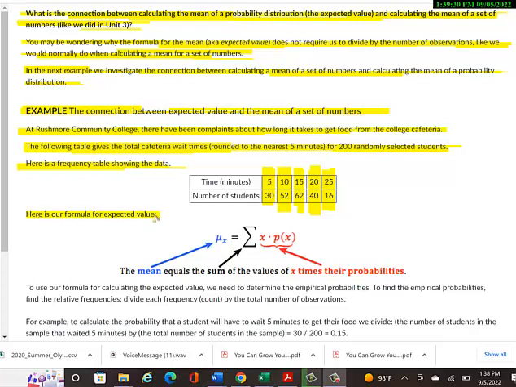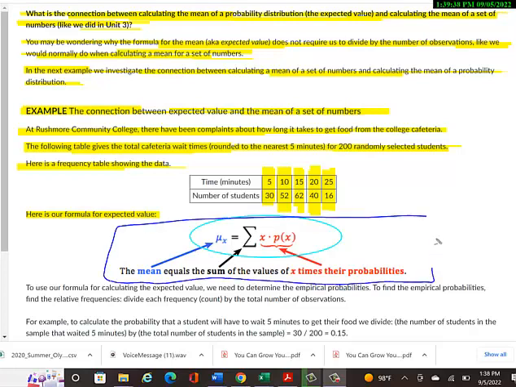Here is our formula for expected value. So we have it here. We saw this on the previous page. This would probably be something good to write down, maybe just everything you see in this little box here. The mean, it's probably good to write it in words too, just in case in the future you forget what those stand for.